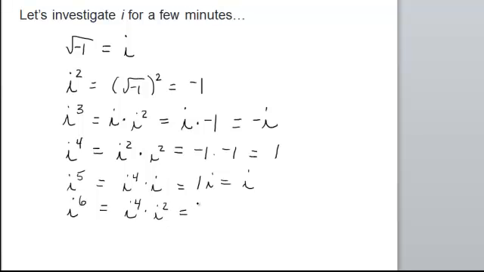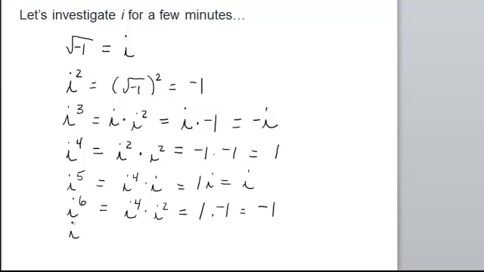What's i to the 4th again? i to the 4th is 1. And what's i squared? It is negative 1. What's 1 times negative 1? It's negative 1. So i to the 6th is the same thing as negative 1.